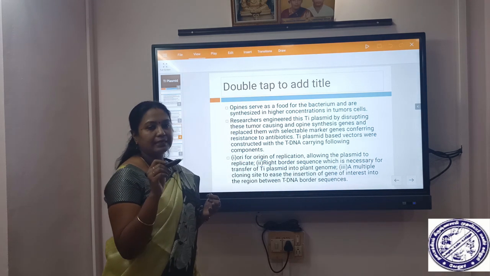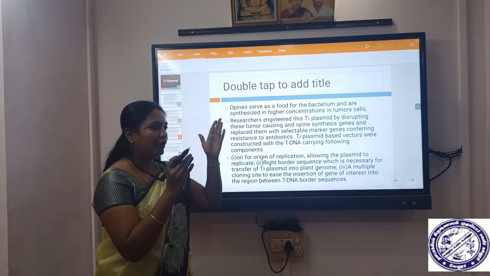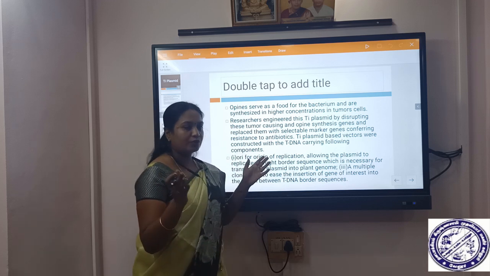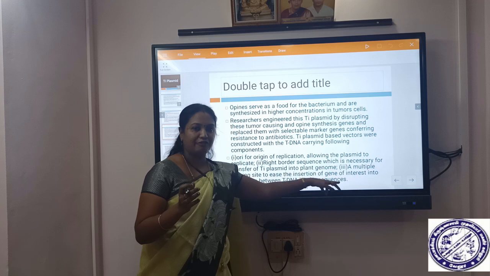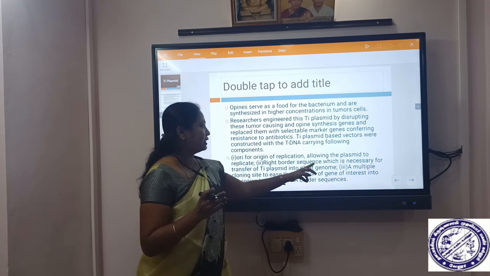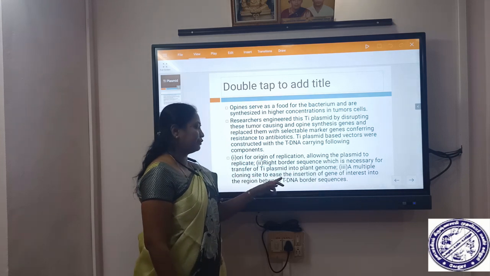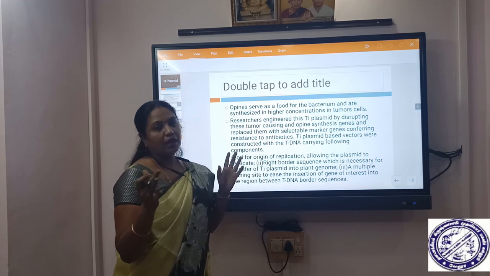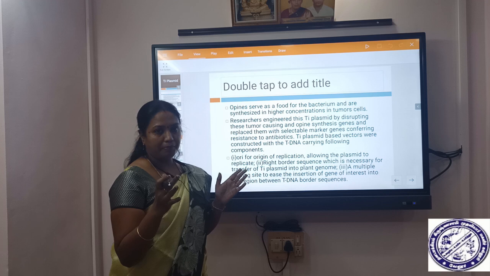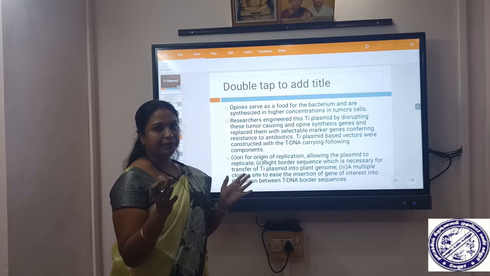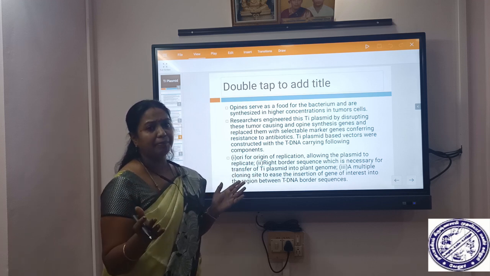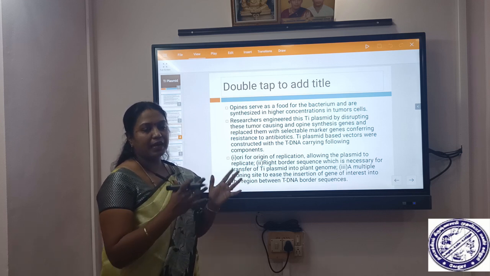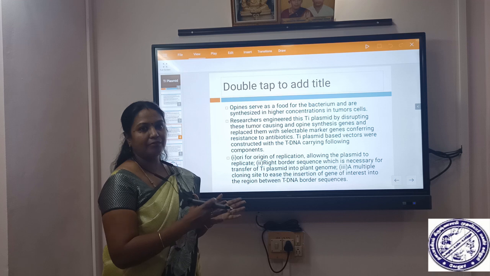The second one is, as I said, the T-DNA will be flanked on both sides by two borders called the right border sequence and the left border sequence. The right border sequence is necessary for the transfer of the Ti plasmid. The right and left border sequences are the most important part of the Ti plasmid, which helps the T-DNA get transferred from the bacterium to the plant cell.